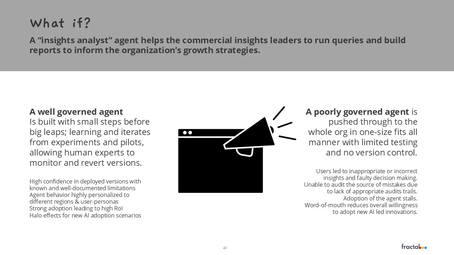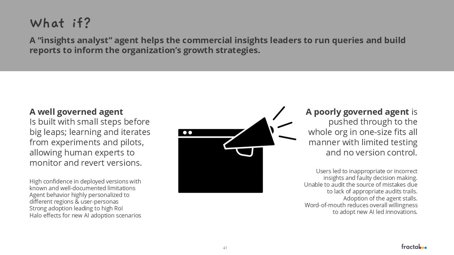Here we can consider the example of an insights analyst, which helps commercial insights teams to run queries and build reports. In this case, a well-governed agent would start with small steps. You would iterate based on previous experiments and pilots, making sure that humans are able to verify the information and revert these versions in case they create incorrect information. This kind of system may lead to higher confidence, higher adoption, personalized insights, and a stronger halo effect for adoption of AI for new scenarios.